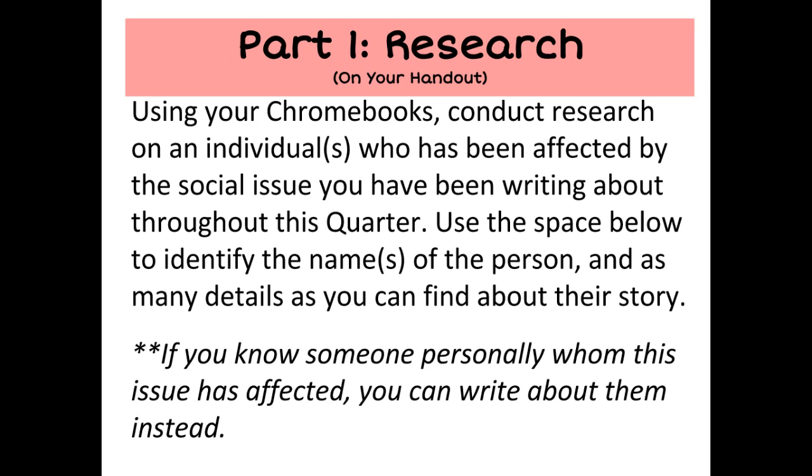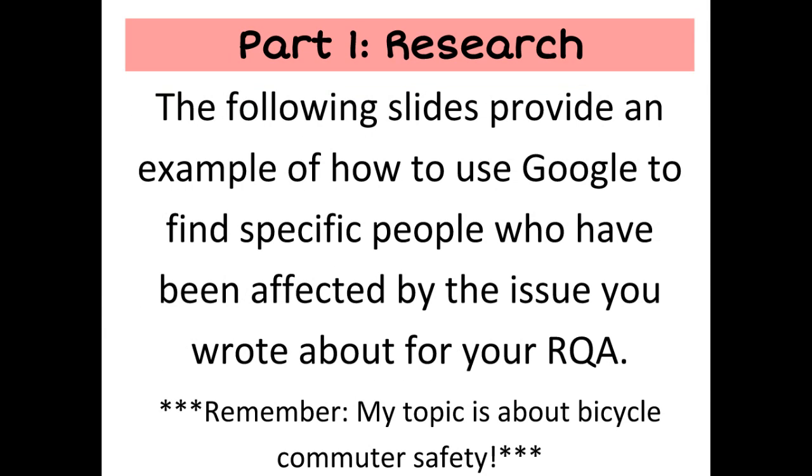All right, very quickly, I am going to walk you through an example of how to go about conducting this research. So the following slides provide an example of how to use Google to find specific people who have been affected by the issue you wrote about for your RQA and your informative essay. Remember, this example is for my topic, which is about bicycle commuter safety. This slideshow is actually also in Google Classroom as well, so you can go back to the slideshow if you need to.